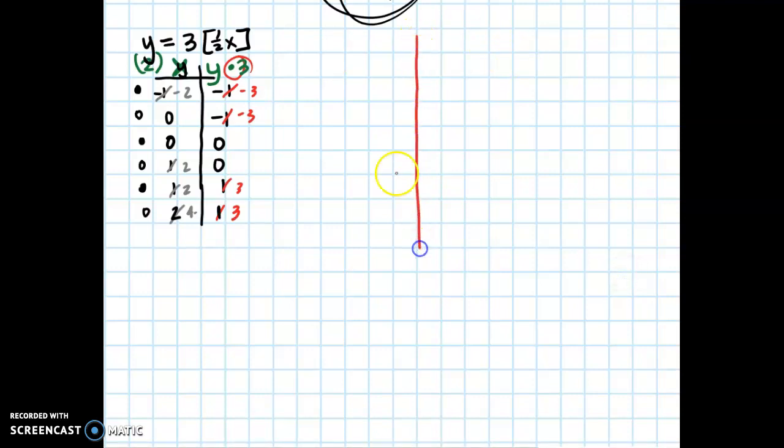Let's go ahead and we'll get a grid going here. So I usually like to start in the middle. 0, 0 stays the same.